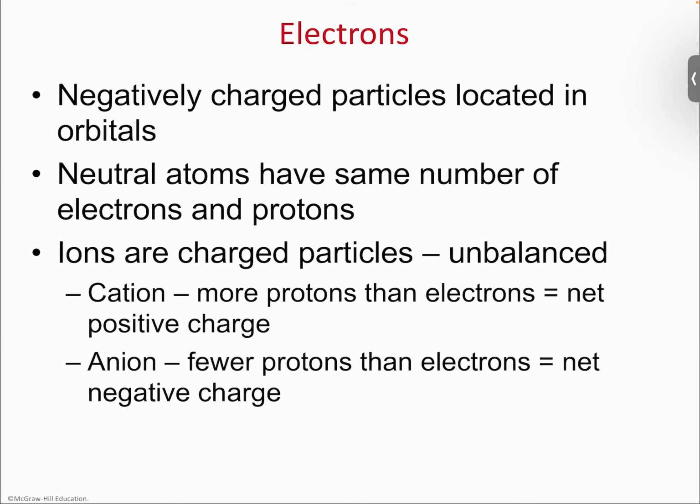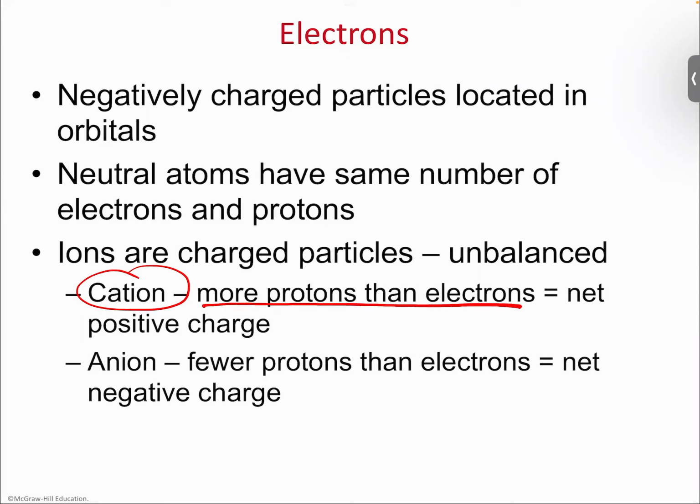So electrons, we already talked a little bit about the charged particles. Remember, this is a situation where the number of protons and electrons are not the same. So in cases where you have more protons than electrons, you're going to have a net positive charge. Oftentimes we refer to this as what's referred to as a cation.